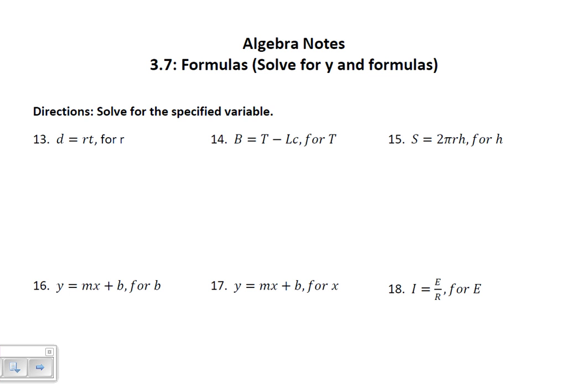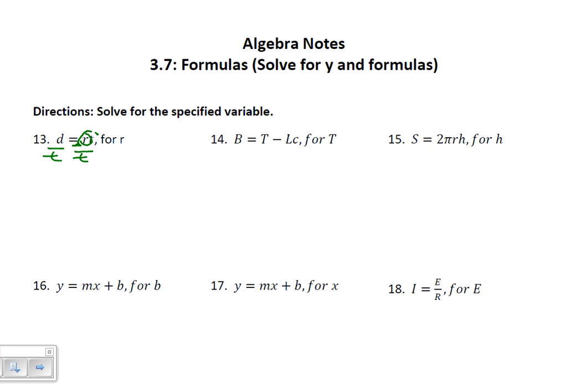So let's look at number 1. Number 1 says d equals rt, which is our distance equals rate times time formula, which you should be familiar with. We're going to solve it for r. Just like before, I'm going to circle what I want to solve for, which is r. Then I'm going to look and see what they did to r, and I'm going to undo it. What they did to r here was they multiplied by t. So the opposite of multiplying by t is to divide by t.